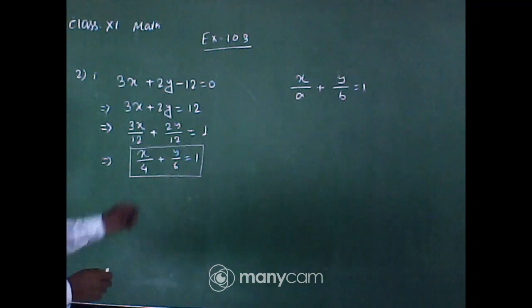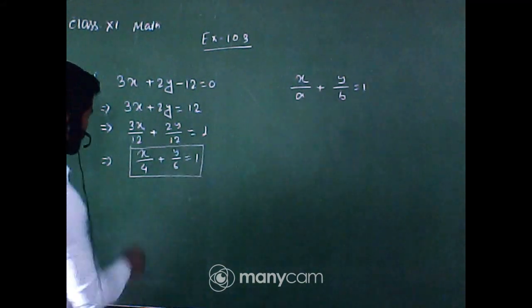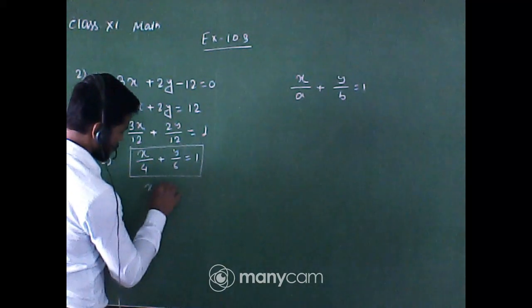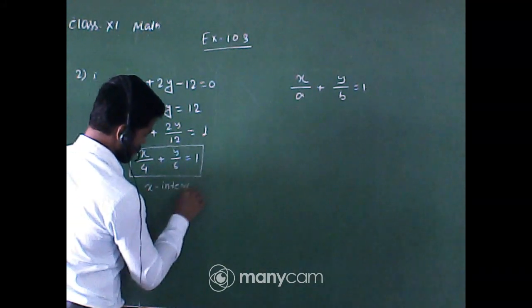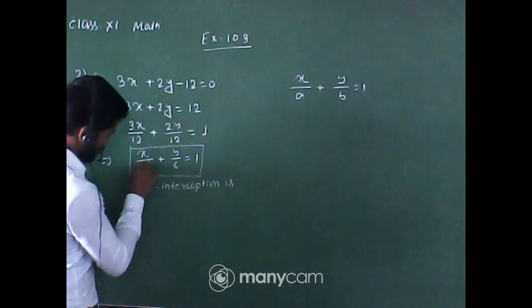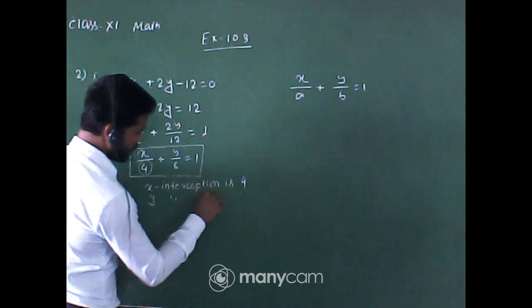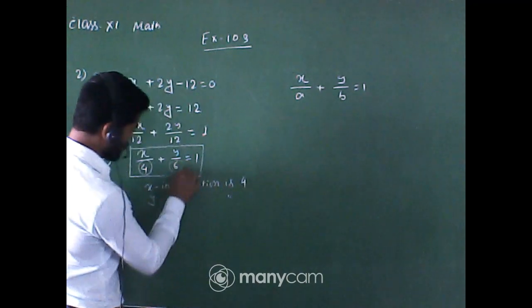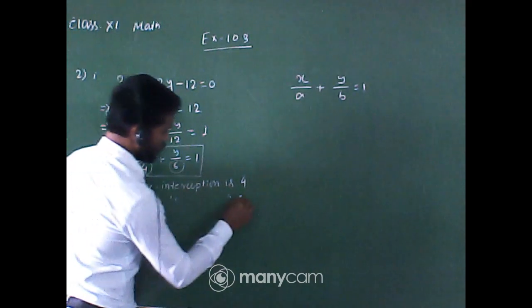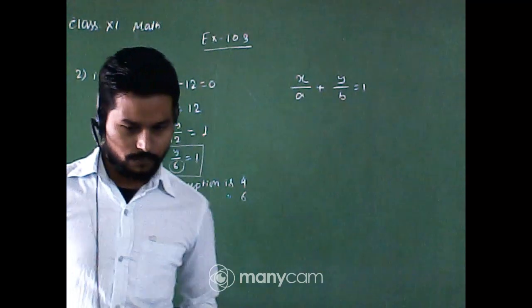Now from here we can calculate the x intercept and y intercept. Here the x intercept is 4, and what is the y intercept? That is equal to 6. So the x intercept and y intercept are also found.